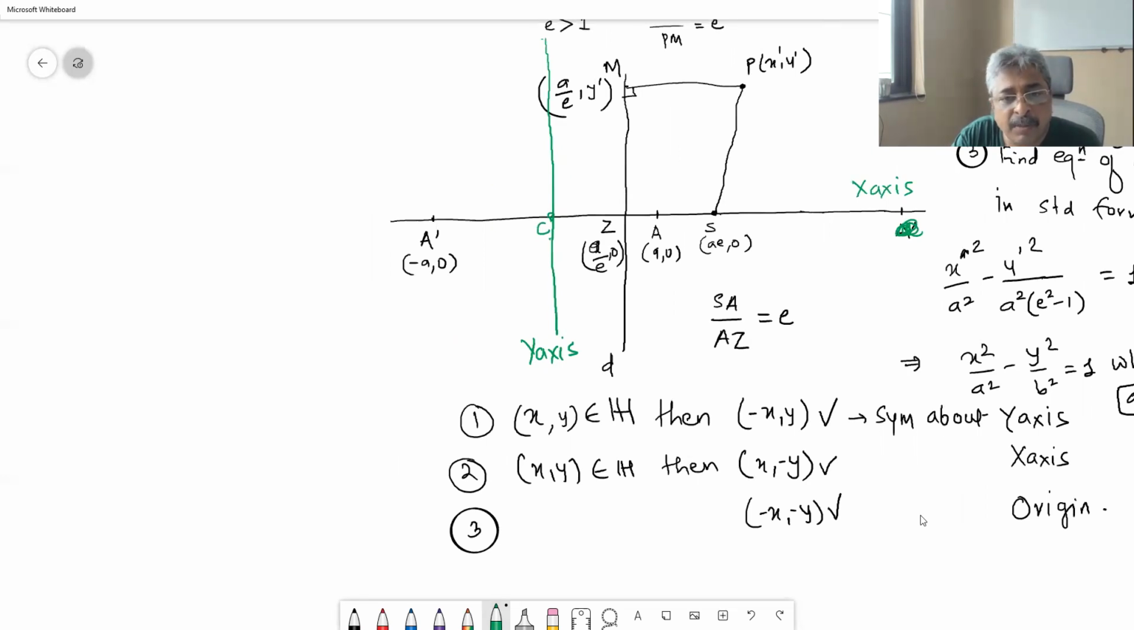Directrix will be here, one more directrix, symmetry, one more focus over here, S dash, whose coordinates will be minus AE comma 0. This is D dash. Equation of directrix also you would have found out. Equation of directrix here was x minus a by e is equal to 0. Here x plus a by e.